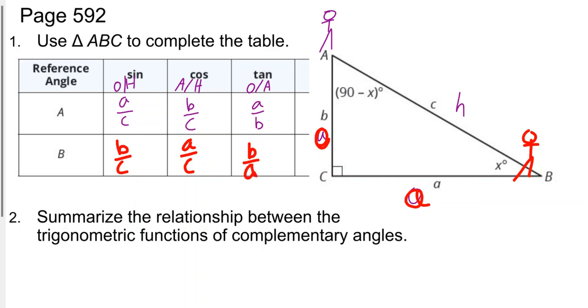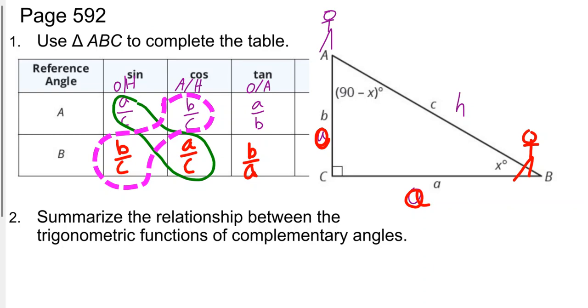So now summarize these relationships between trigonometric functions and the complementary angles. I notice something. This is the same, A over C, and this is B over C. And then these are reciprocals. So the cosine ratio is the same as the sine ratio on the other side. That's what this was all about.